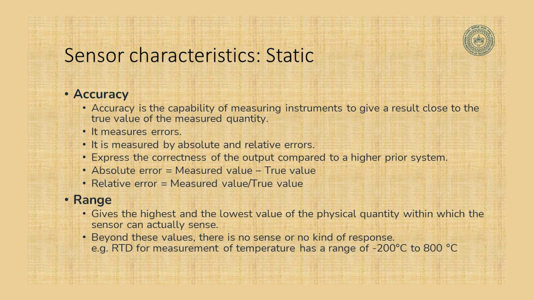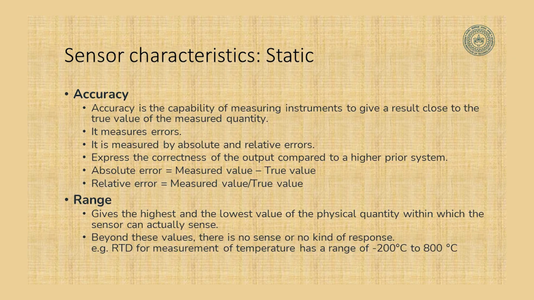The next characteristic of a sensor is that of the range. As the name suggests, it is the highest and the lowest value that it can measure. So, let us say there is an RTD device that is measuring in the range of minus 200 degrees to 800 degrees. That is the range, the lowest value to the highest value. Beyond these values there is no response from the sensor. So, that is the characteristic of the sensor, that it can measure in this range. Beyond that it may not be able to measure, or it may even get damaged.